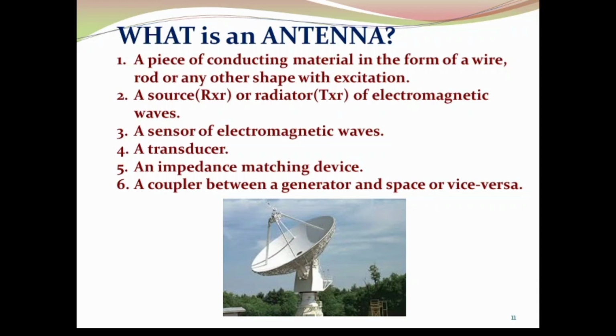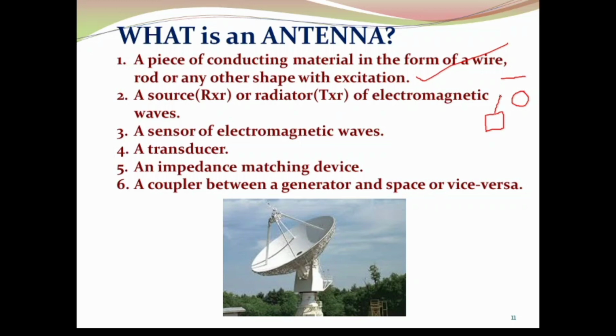Antenna is nothing but a conducting material. It is in the form of wire, rod, or any shape, which excites electromagnetic information. So any shape of metal piece, it can be a wire shape, or a circular shape, it can be any kind of shape. It is going to excite electromagnetic signals. So the electromagnetic signals will be the information, right?